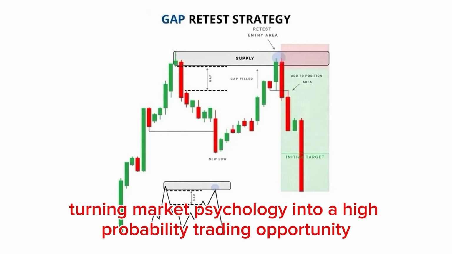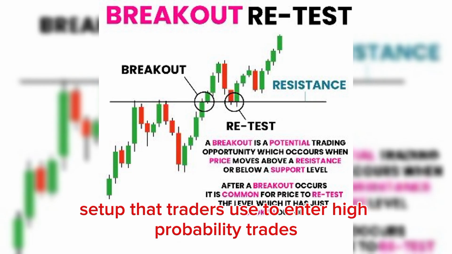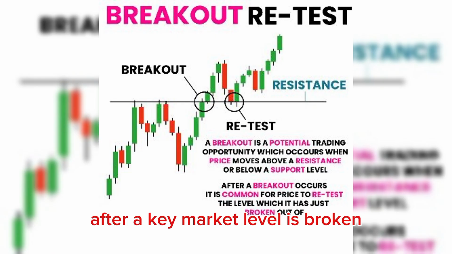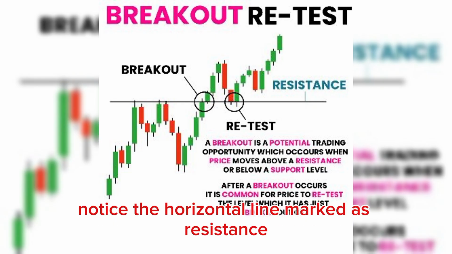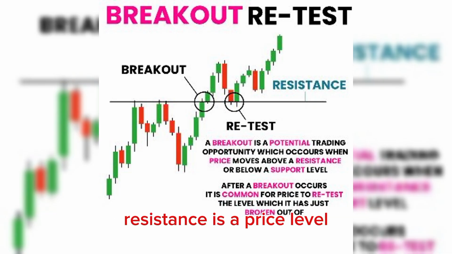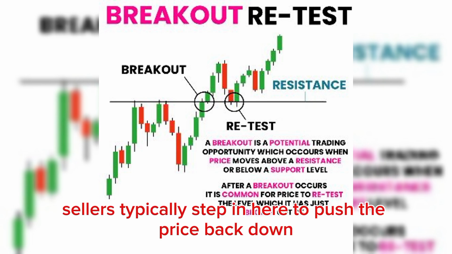This image illustrates the breakout retest strategy, a classic price action setup that traders use to enter high-probability trades after a key market level is broken. Here's how it works. First, notice the horizontal line marked as resistance. Resistance is a price level where the market has repeatedly struggled to move higher. Sellers typically step in here to push the price back down.